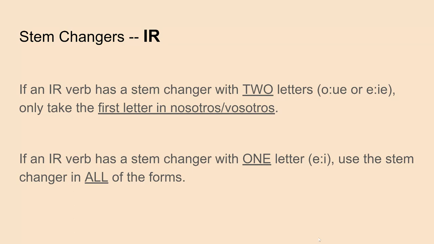So when you have an IR verb, something happens in every form. You have to be careful that something different might happen in nosotros and vosotros when it's two letters, or it's the same for everything when it has one letter. This will probably be the group where you should spend the most time studying, either on Quizlet or writing them out. This tends to take a little bit of extra concentration.